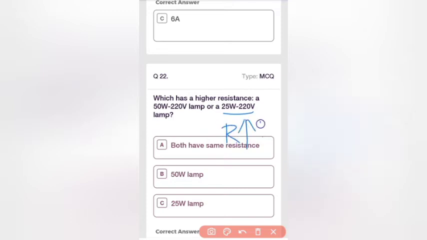Because of its high resistance, the current will be less. As the current is less, the power will also be less. So we know the 25 watt bulb has less power, right? So it will have more resistance and less current. So option C is the correct answer.